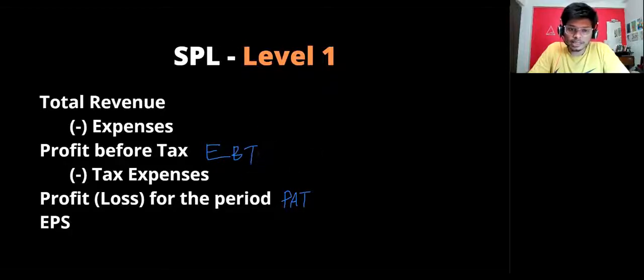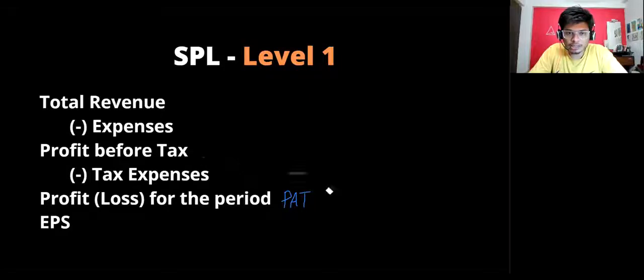So sometimes it's called EBIT. If it's called EBIT, it's called earning before interest and tax. So in that case, you will just calculate before interest. Okay, so that creates a financial leverage and stuff. So let's not go into that part.